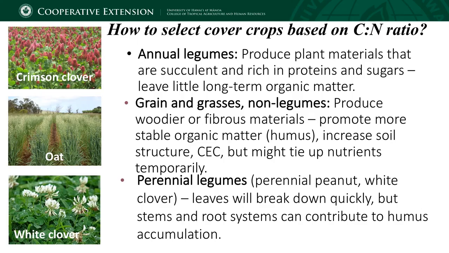On the other hand, if you select perennial legumes, such as perennial peanut or white clover, the leaves will break down very quickly and release nitrogen quickly, but the stem and root system can contribute to humus accumulation because of the high C:N ratio. So it will have the benefits of both annual and grassy non-legume cover crops.